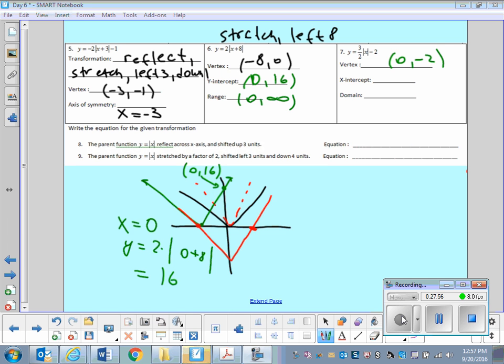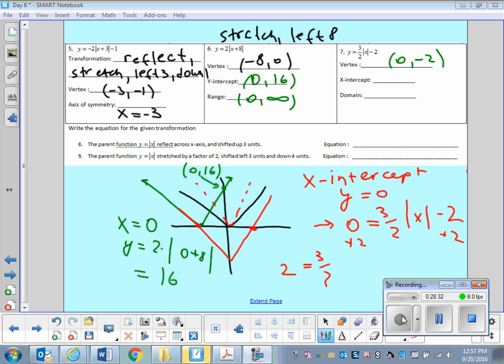Okay, so again, for the x-intercept, y is only zero. And that is why I can write that zero equals 3 over 2 absolute value of x minus 2. And here I have the equation that I need to solve. And you know how to solve it, right? You do. Javan? You know how to solve it. So let's solve it. Plus 2, plus 2. I have 2 equals 3 over 2.